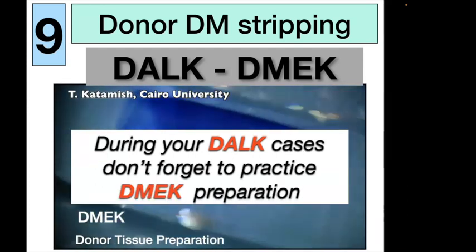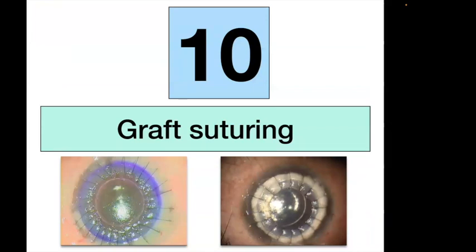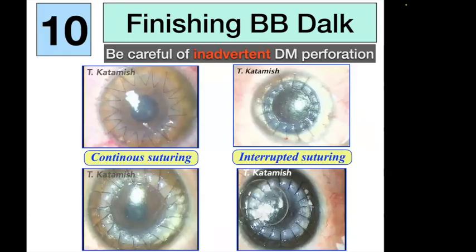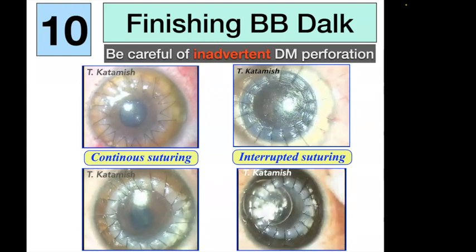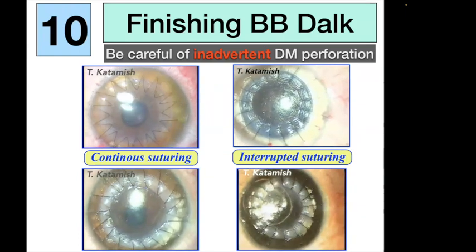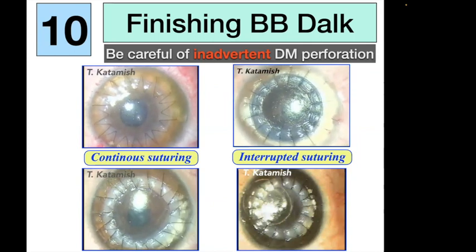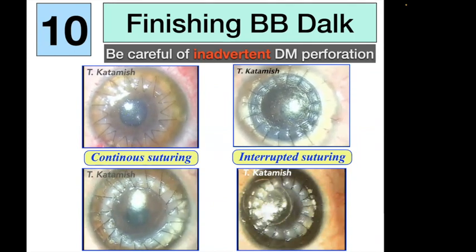The last step is the graft suturing. This graft suturing is identical to penetrating keratoplasty. No tips or specifics for this step, apart from being careful of inadvertent perforation of Descemet. You have to suture carefully, and you have to look carefully at the Descemet membrane during suturing. Otherwise, you may have inadvertent perforation. So whether you use continuous or interrupted sutures doesn't differ too much.